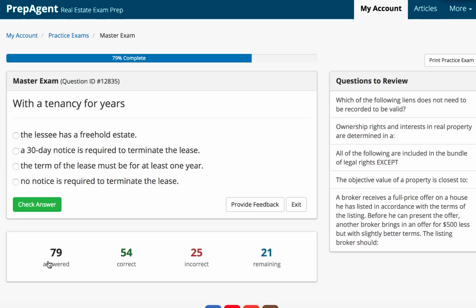With a tenancy for years, the lessee has a freehold estate. A 30-day notice is required to terminate the lease. The term of the lease must be for at least 1 year. No notice is required to terminate the lease. Tenancy for years. What do you think? I think it's A.